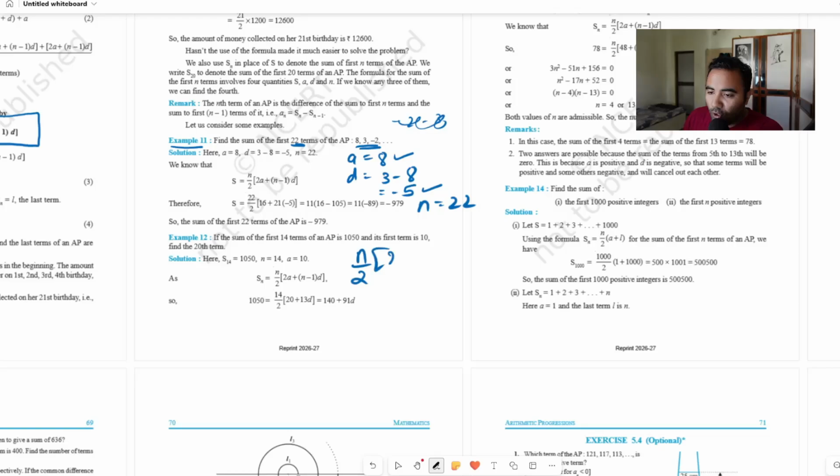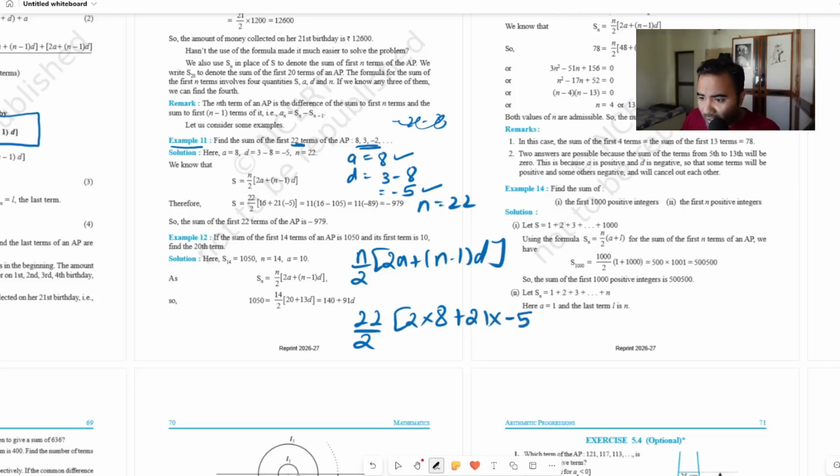So you simply use the formula that we learned right now. n by 2, 2a plus n minus 1 d. So what is n over here? 22. 22 upon 2. What is a? 8. Plus 22 minus 1, 21. And the common difference is minus 5. Do not forget to add the sign. If you do not add the sign, you will most likely make a mistake in your answer. 2 11s are 11, 8 2s are 16, plus minus. Never forget the sign.